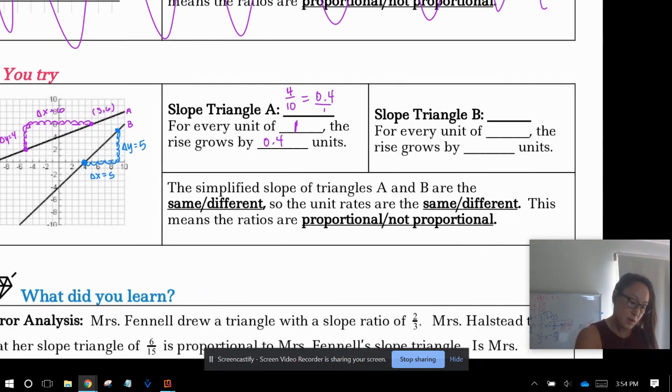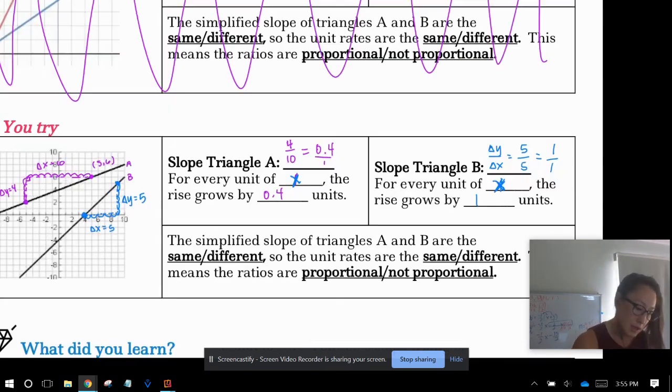In the blue, I have the change in y over the change in x is 5 over 5, which reduces to 1 over 1. So for every 1 unit of x, I'm moving 1 unit of y. Oops. For every unit of x, I need to put an x there. Every unit of x, I move 1 unit of y. Did I write that at the top?